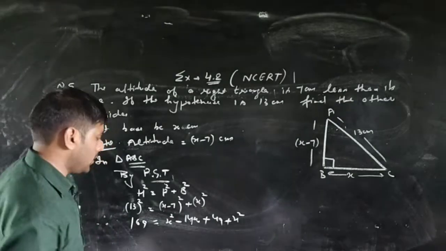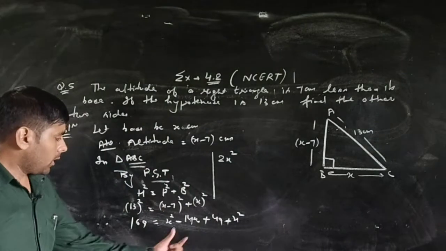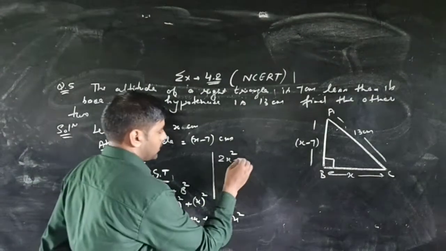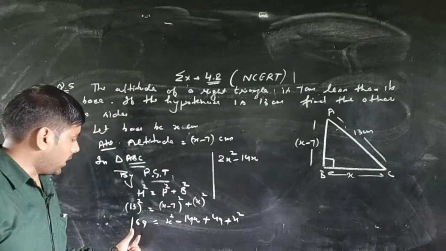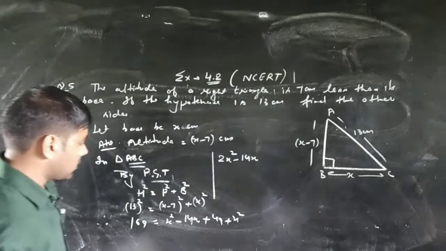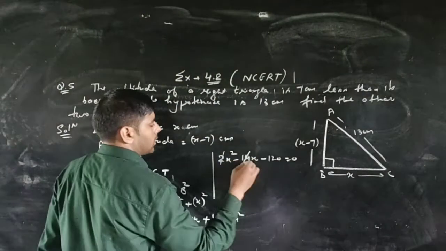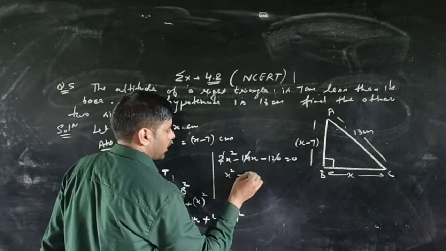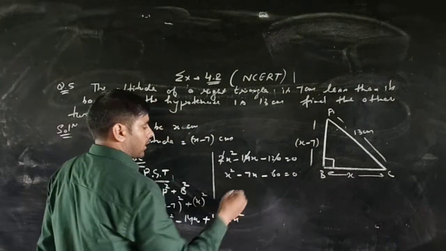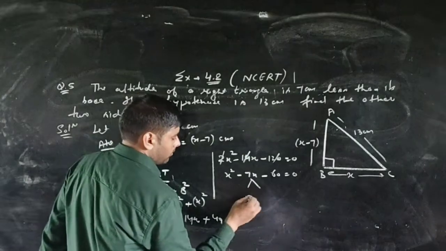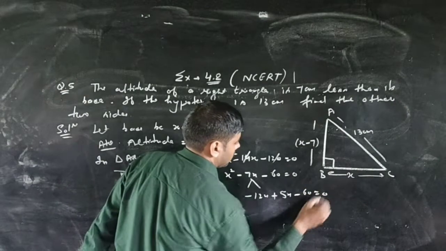Now x square plus x square is 2x square. Here minus 14x plus 49 minus 169, this is minus 120. This minus 120 equal to 0. Dividing by 2 on both sides, here x square minus 7x minus 60 equal to 0. Factorizing this, x square minus 12x plus 5x minus 60 equal to 0.